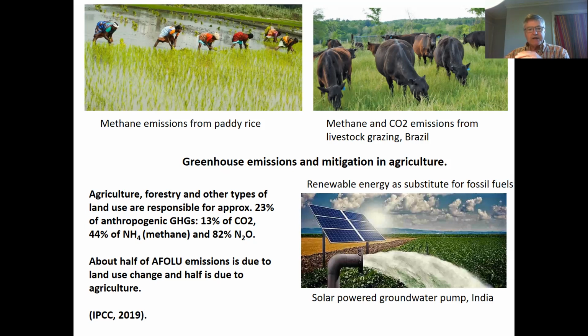So the big picture story is that agriculture, forestry, and other types of land use contribute about a quarter. So here the estimate from 2019 from the Intergovernmental Panel on Climate Change is that AFOLU, agriculture, forestry, and other land uses, is responsible for about 23% of all greenhouse gases associated with people. So we call that anthropogenic. So what do people do that emits greenhouse gases? Because that's what we have control over, right?